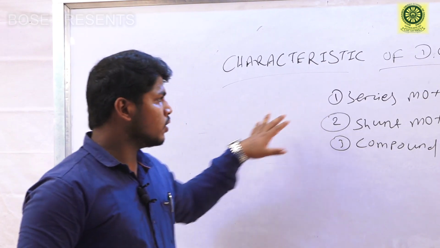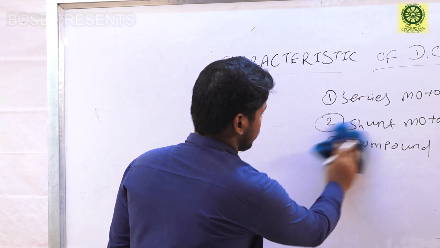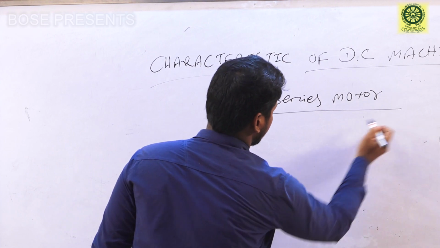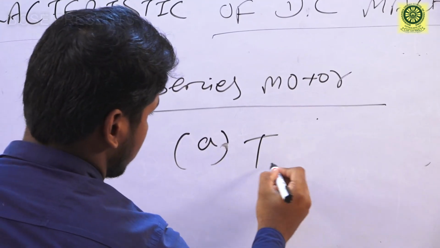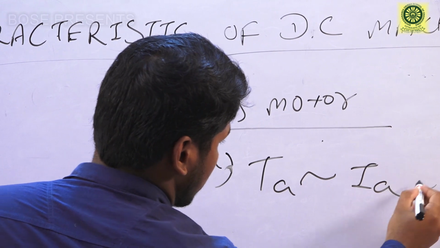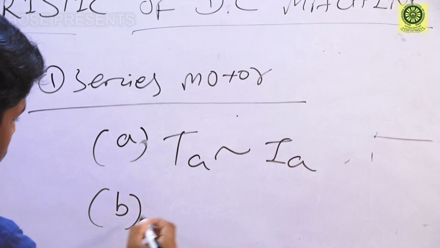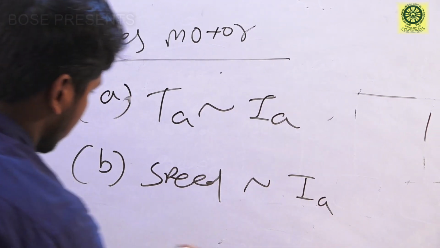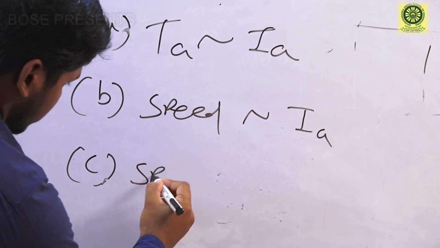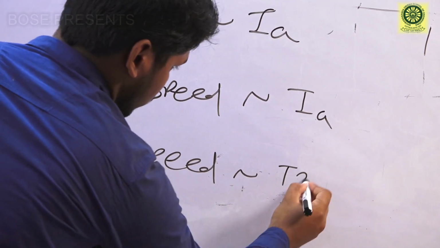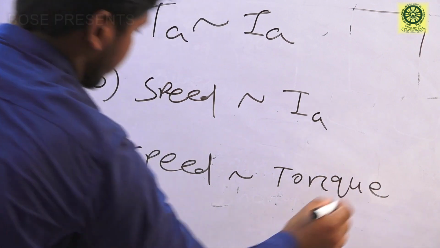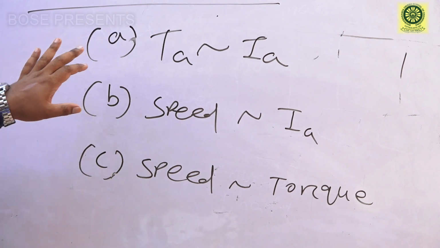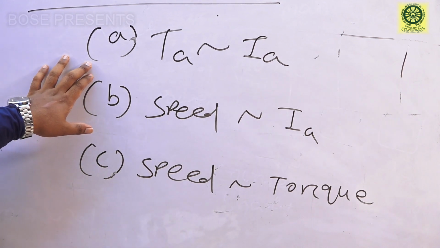So suppose we take the case of a series motor. There will be three characteristics. First is torque versus armature current. Then the second one is speed versus armature current, and the third one is speed versus torque. Okay, so we will first see the armature torque versus armature current.